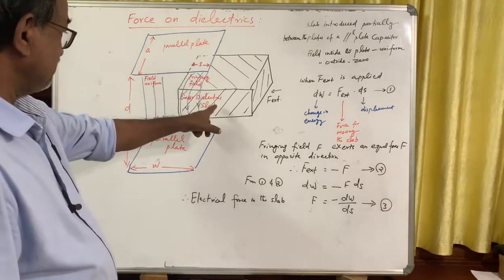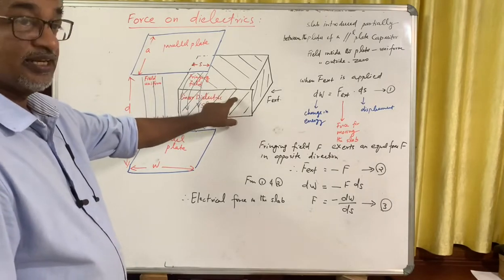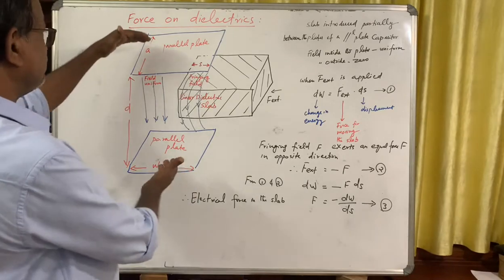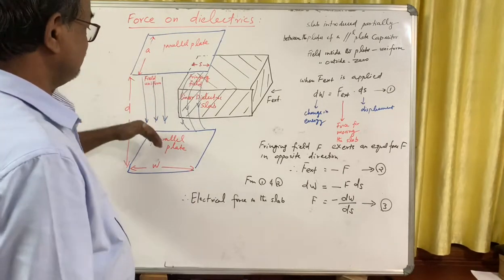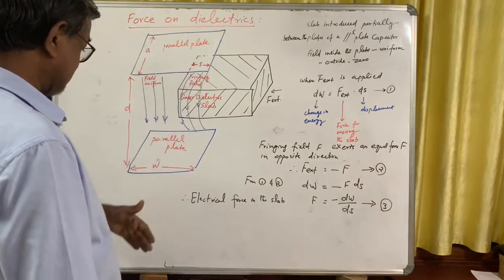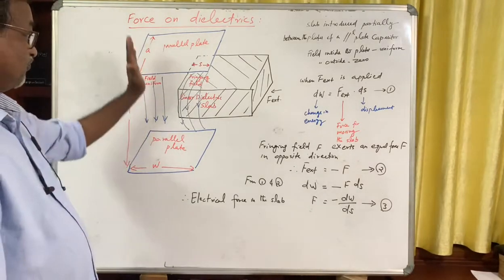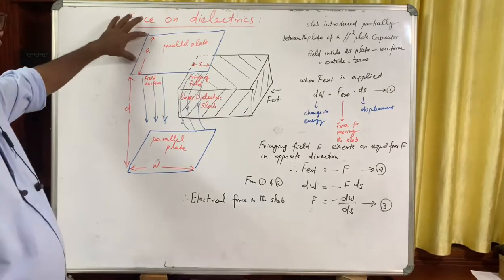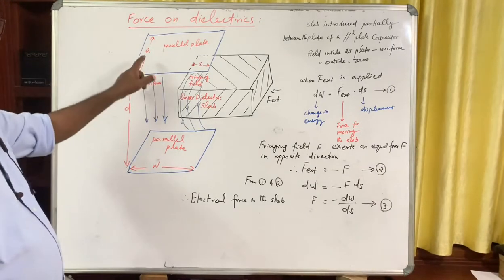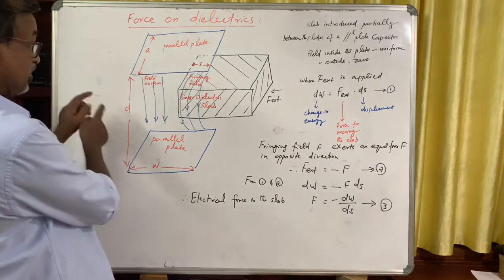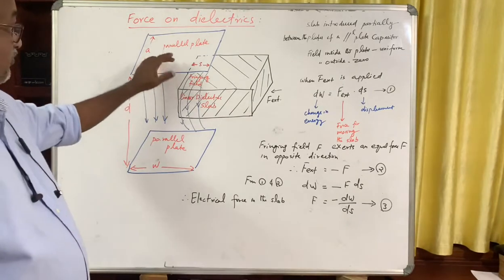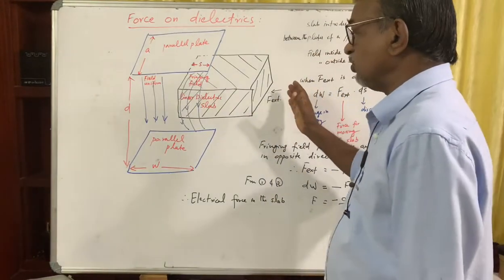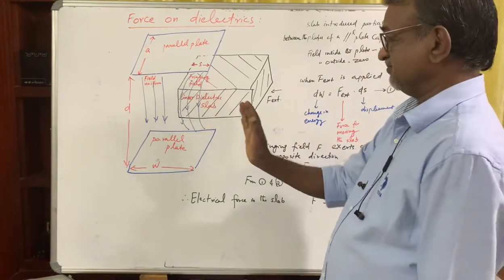Just imagine a linear dielectric slab. This is the linear dielectric slab. It is kept in between two parallel plates. The first is connected to the positive terminal and the next is connected to the negative terminal, so that a uniform field is acting in between these two plates. The plate's length is W and width is A, and they are separated by a distance D. In between these two plates, this linear dielectric slab is slowly pushed inside.